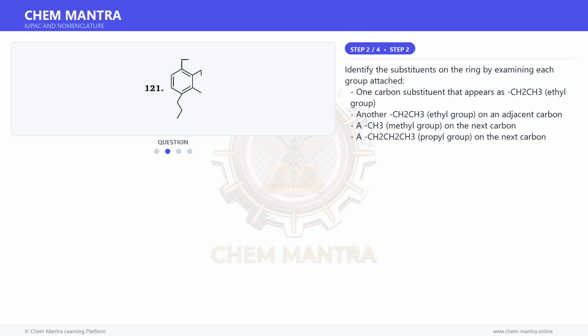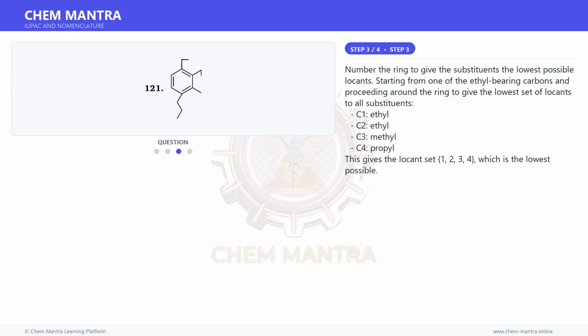One carbon substituent that appears as CH2 CH3, an ethyl group. Another CH2 CH3 ethyl group on an adjacent carbon. A CH3 methyl group on the next carbon. A CH2 CH2 CH3 propyl group on the next carbon. Moving on to the next step.